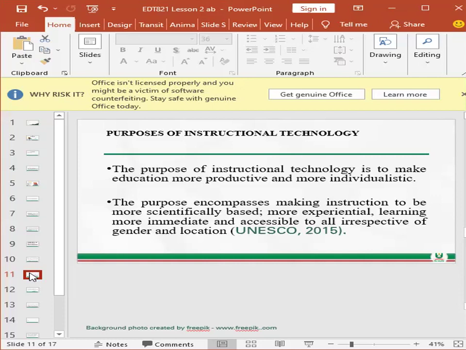So the purpose encompasses making instruction more scientifically based, more experimental, and learning more immediate and accessible to all, irrespective of gender, irrespective of location, according to UNESCO 2015. So learning more immediate and accessible to all, irrespective of gender and location.